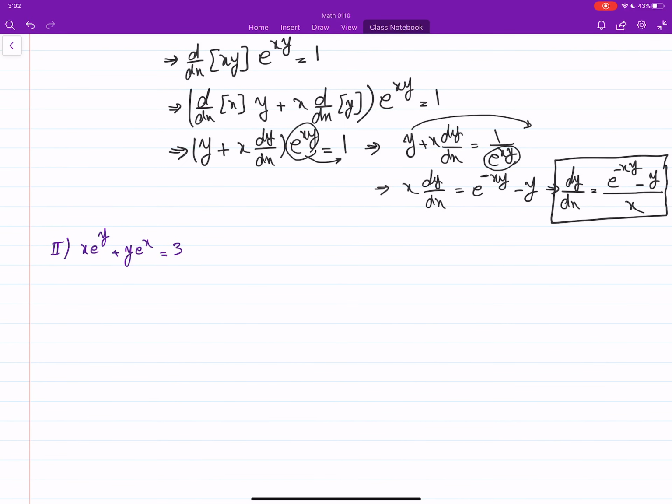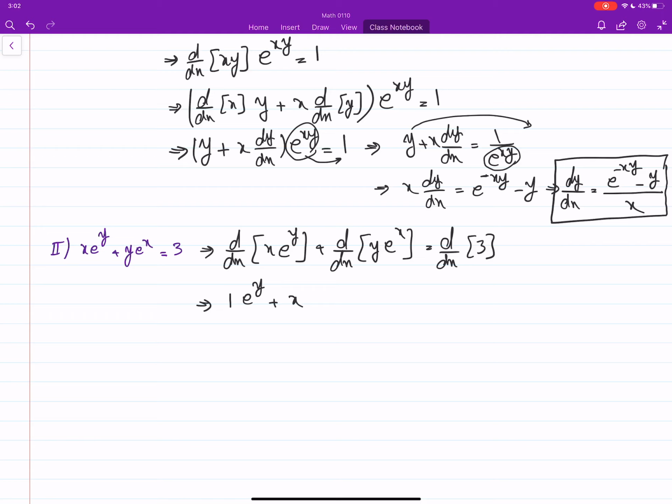Okay, and this one again, same story, starts here. Derivative of both sides. I applied the sum rule already, and this gives us product rule again. Derivative of x is 1. This is e to the power 1 times e to the power y plus x times derivative of e to the power y, which will be the derivative of y times e to the power y.